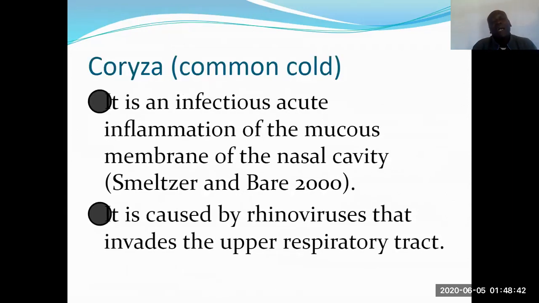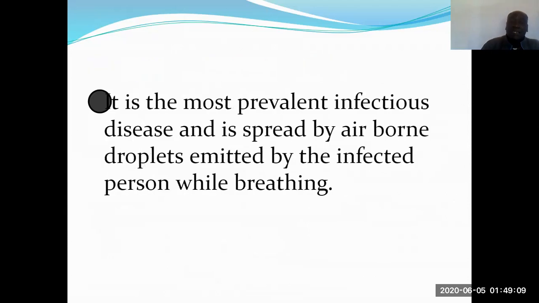So, as stated earlier, we are saying CORYZA is also known as a common cold, okay? It is an infectious acute inflammation of the mucous membrane of the nasal cavity. It is caused by rhinoviruses that invade the upper respiratory tract. So when you look at the upper respiratory tract, that's before the lungs, okay? The nose, going down the trachea, those are the upper respiratory tract. And so we are saying what causes this CORYZA is a rhinovirus. Okay.